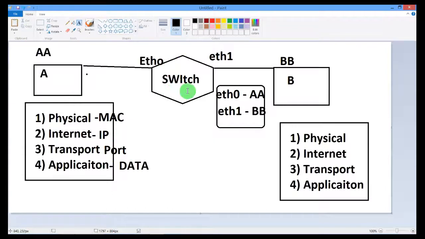Now, the switch checks the MAC address of the packet and forwards the packet to the other connected devices. When machine A sends a packet to machine B, the packet is forwarded to the switch, and the switch checks the MAC address of the destination machine, which will be BB, and forwards the packet to machine B. But when system A creates a packet, it requires the MAC address of machine B. So how will system A get the MAC address of machine B?